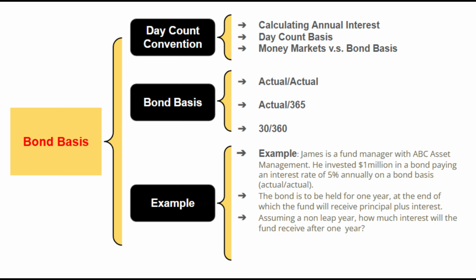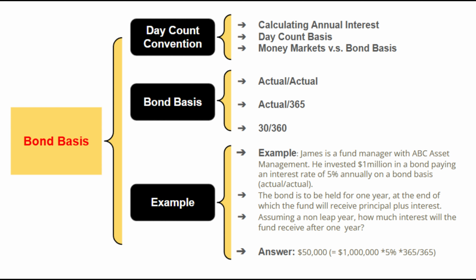Assuming this is a non-leap year, how much interest will the fund manager, James, receive after 1 year? So the answer is US$50,000, which is $1 million times 5% times 365 over 365.